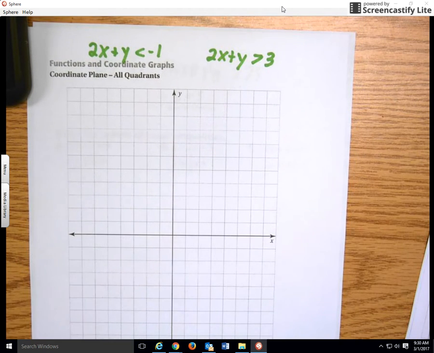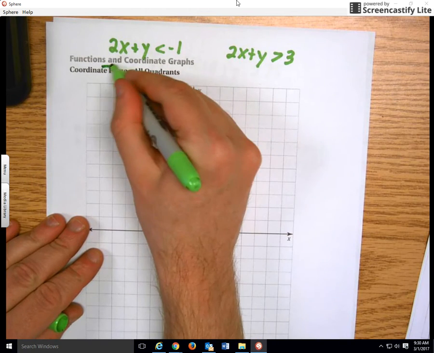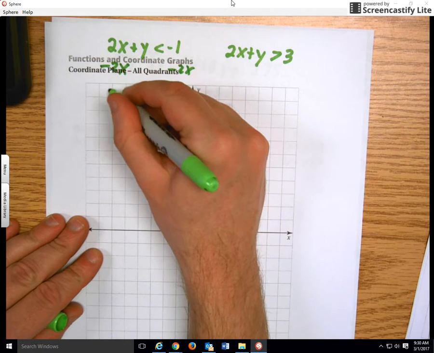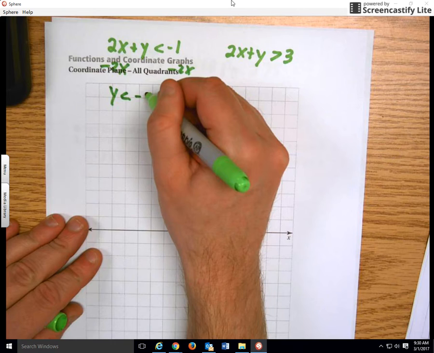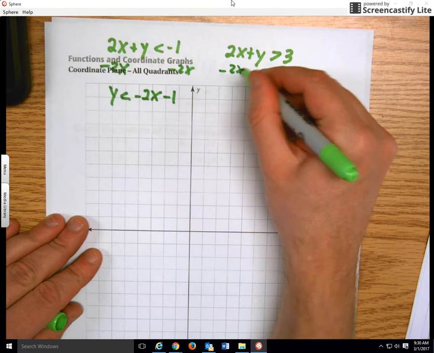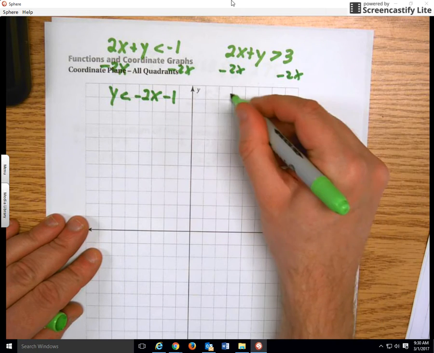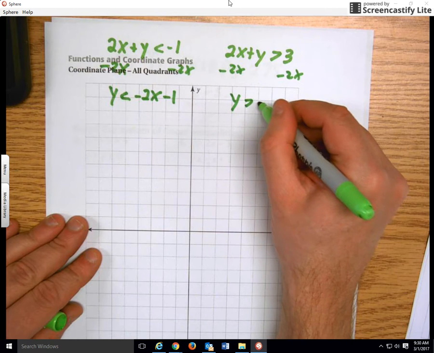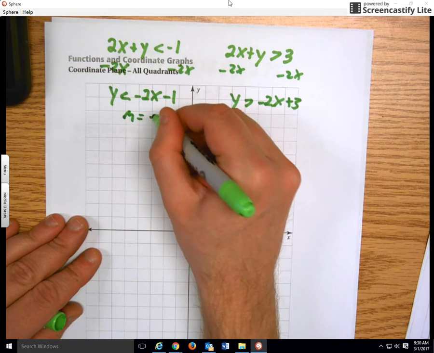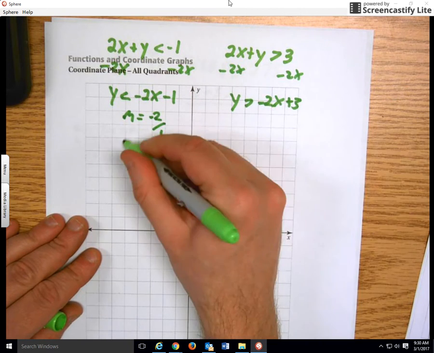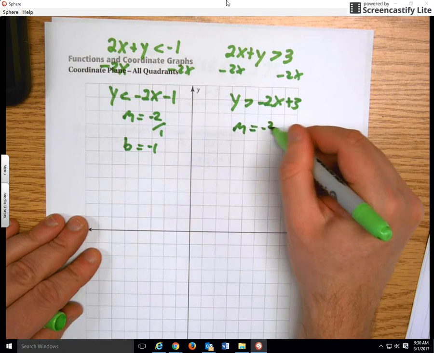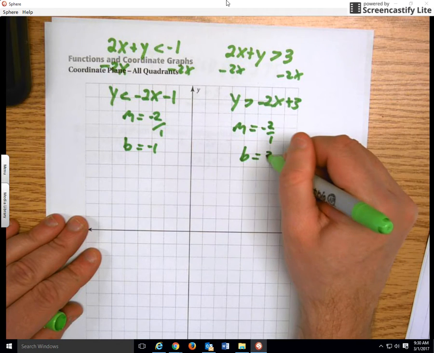In order to do that, I have to do a little bit of manipulating of the equation to solve for y. So I'm going to add -2x to both sides. So you'd have y is less than -2x minus 1. And on this one, I add -2x also on both sides. You'd have y is greater than -2x plus 3. And we see the m is -2 over 1 and the b is -1. And the m is -2 over 1 and the b is 3.